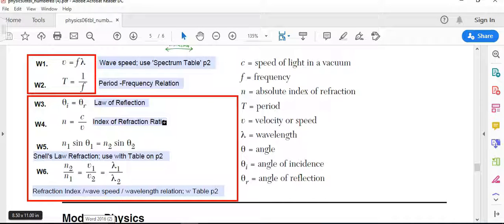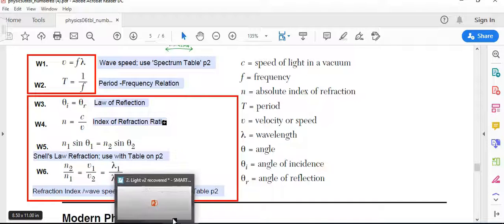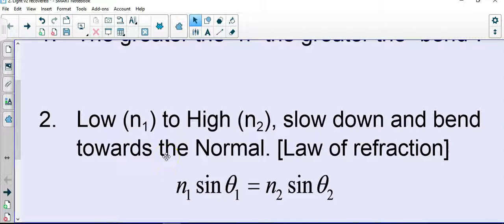Today we will be discussing the second refractive property known as Snell's law. Snell's law is a relationship between the angle of incidence and the angle of refraction between two different materials as light crosses the boundary between them.